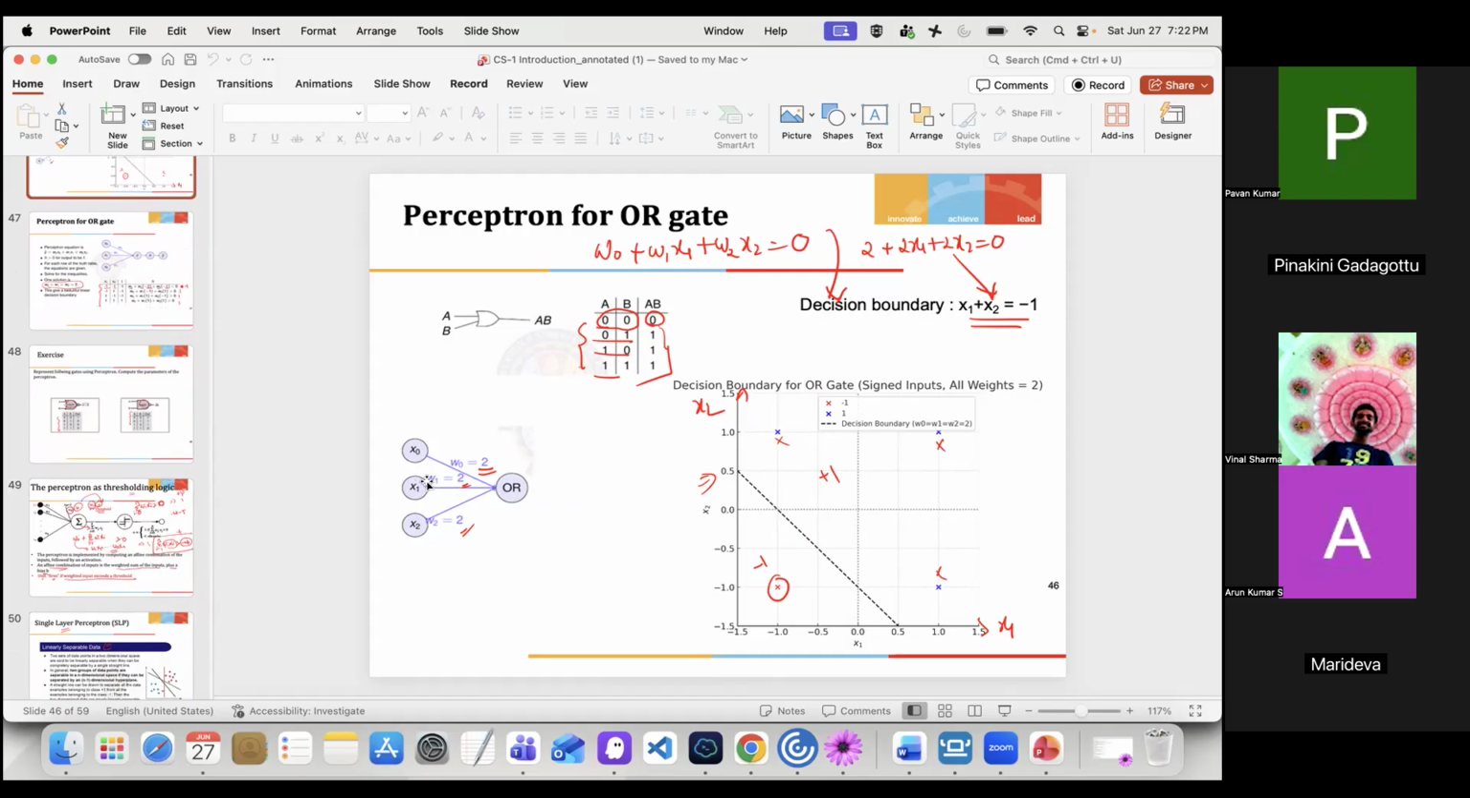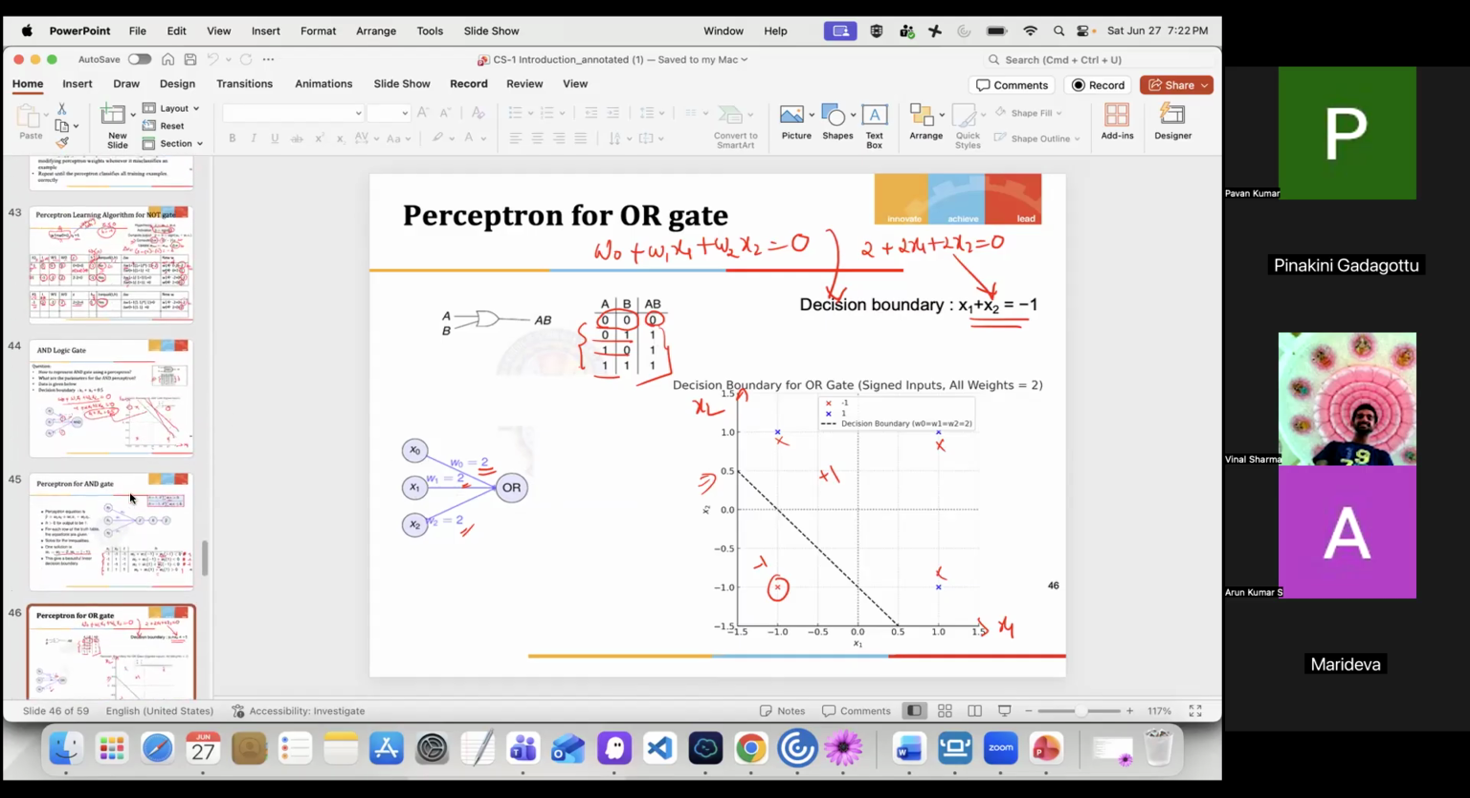So you will arrange your weights such that whenever you give 0 0, it will always give 0 output. Whenever you give 0 1, it will give 1 output. Whenever you give 1 0, it will give 1 output. Like that, you will set the values of W1 and W2. And then you will also set the threshold, which I mentioned previously.